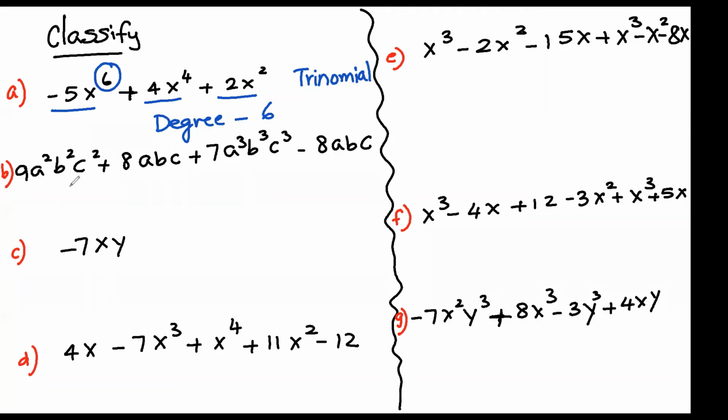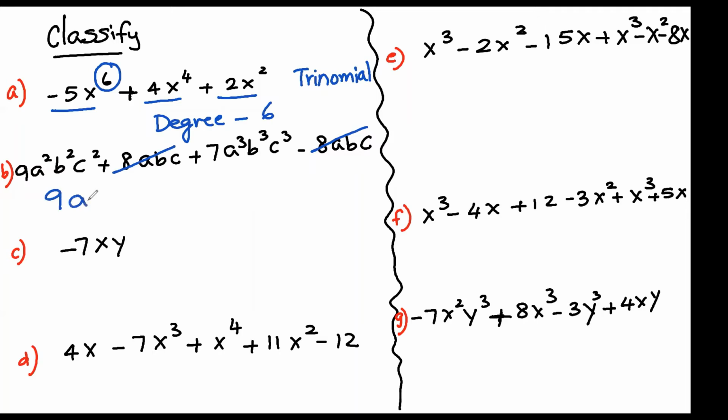So yes, there are like terms, right? Which ones are those? You have 8abc and you have negative 8abc. So you can combine those two. So 8abc minus 8abc are simply going to cancel, or in other words, it's going to be 0 when you add these two. So those are gone.